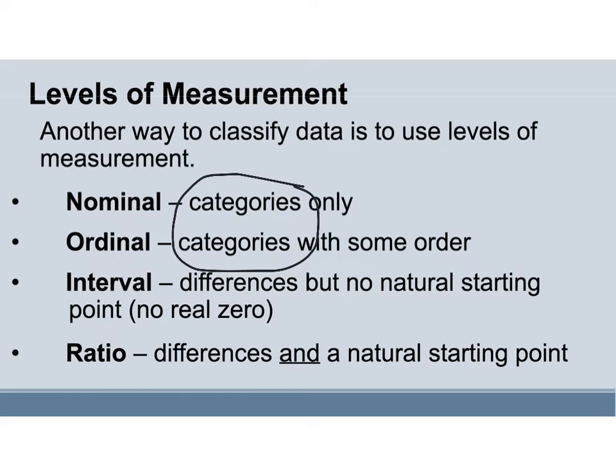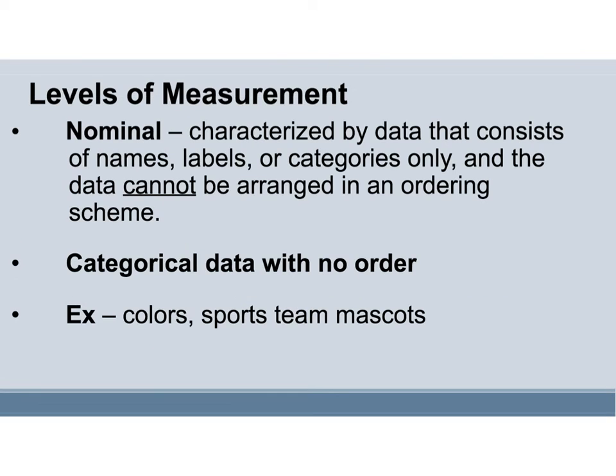Interval and ratio, either one of those can be quantitative. And I'll explain the differences in them here in a few minutes. But that's the first thing. So first you're going to think, is it categorical? If it's categorical, it can be nominal or ordinal. Is it quantitative? If it's quantitative, it can be interval or ratio.